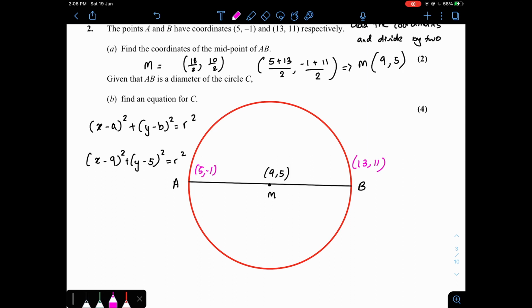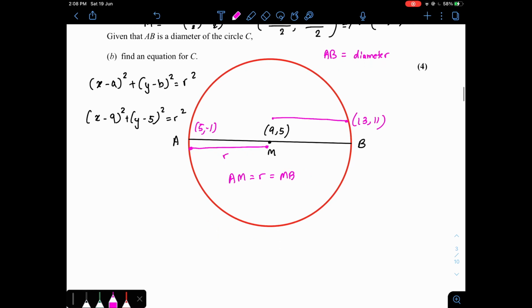If we take the distance from here to here, we can find the radius, or if we take the distance from M to B, we can also find the radius, right? Because we know that AM equals the radius and also MB equals the radius, because we know that AB is the diameter, right? Okay, so we can use any one of them. I'm going to do M to B, so we now need to find the distance between these 2 points.